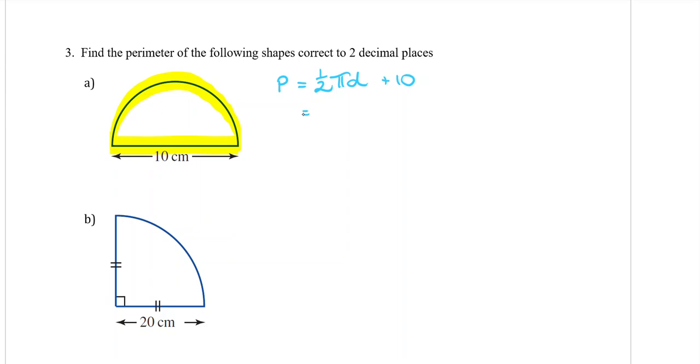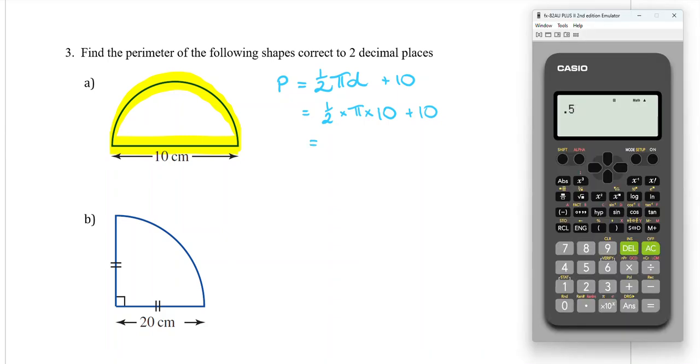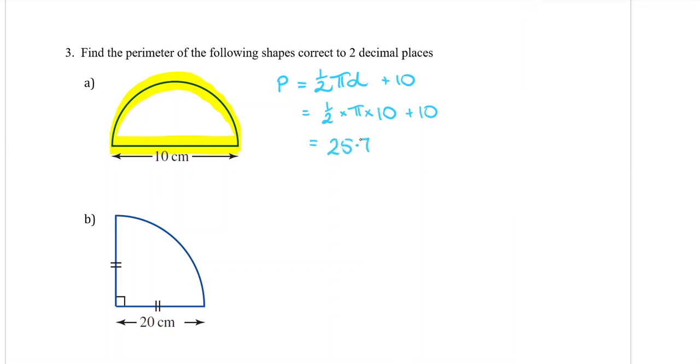Okay, second line, I need to sub in my diameter. So it's going to be half, and you may want to put a times between your half and your pi. So half times pi times my diameter, which is 10, plus my extra straight side, which was 10. Calculator time. I type in 0.5 for half, it's a little bit faster, times pi times 10 plus 10. To one decimal. Actually, no, the question says 2 decimal places, so I better do what it says. 25.71. Very good. And that will be centimetres.